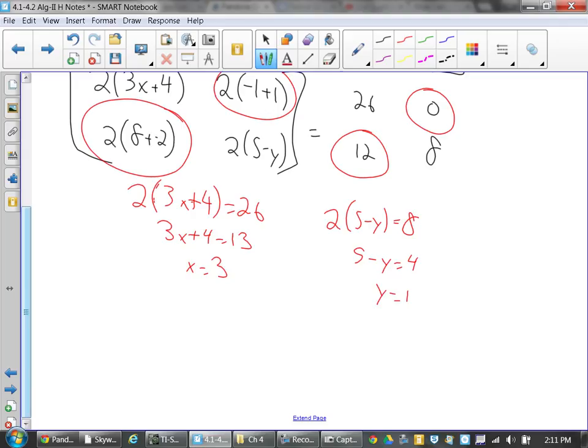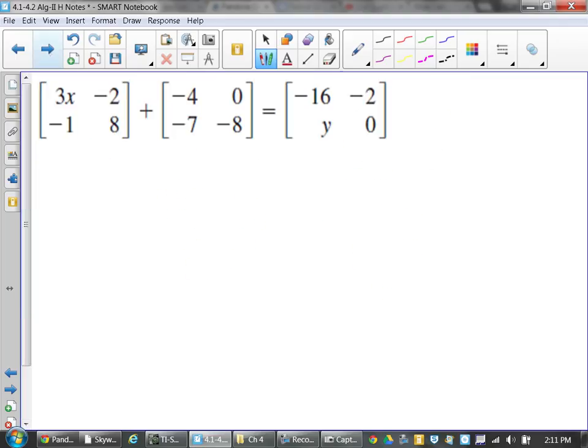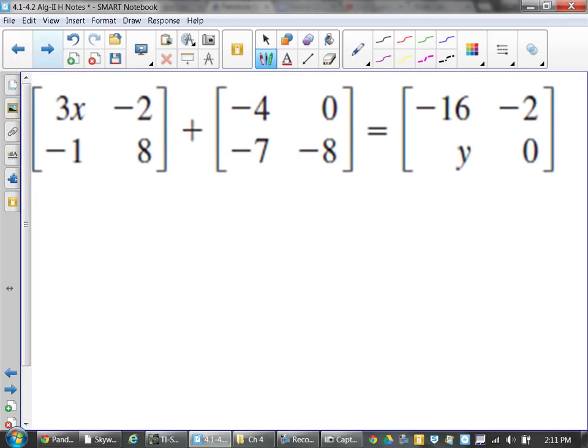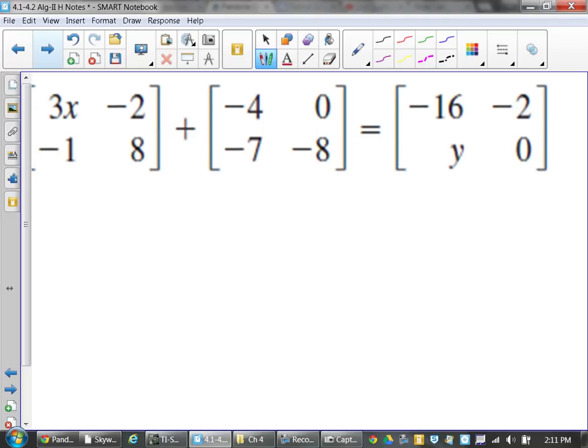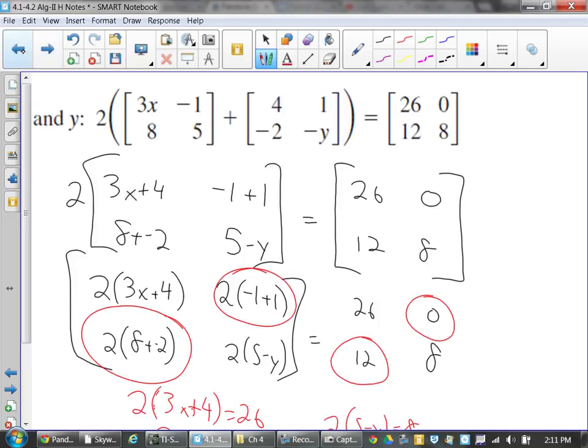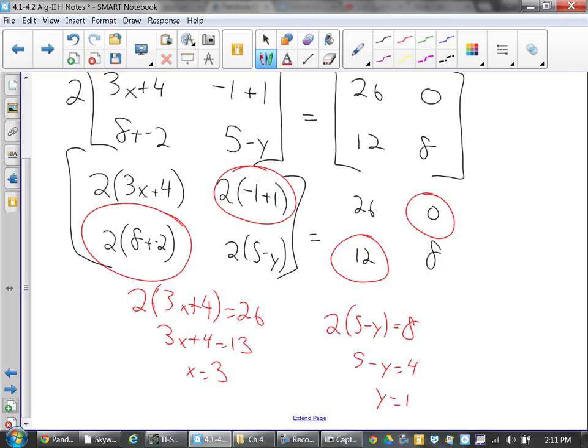Let me show you another one here. What I want you to concentrate on when you're looking at something like this is, do I need to write all of it out? No. You don't need to write the whole thing out when you're solving an equation like this. You're just trying to match up the entries to what they have to equal. That's it. That's all you're working on.